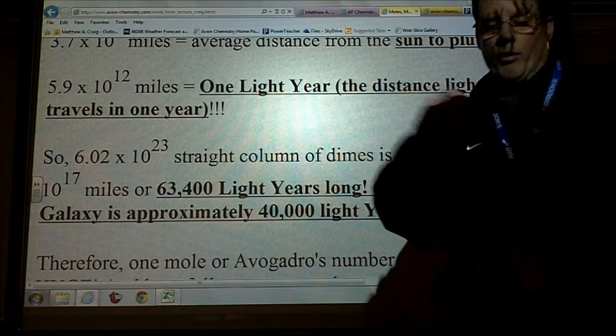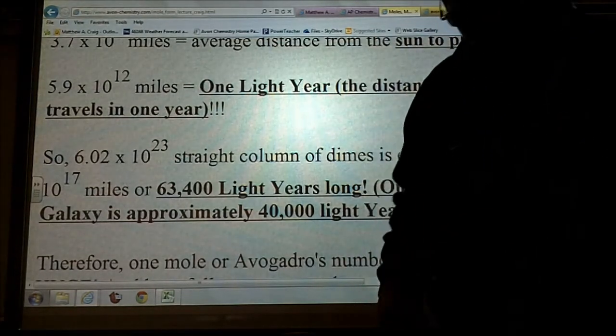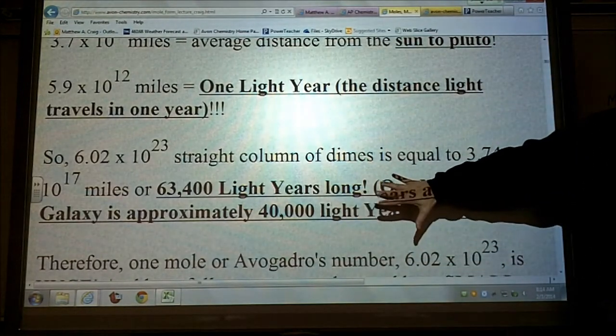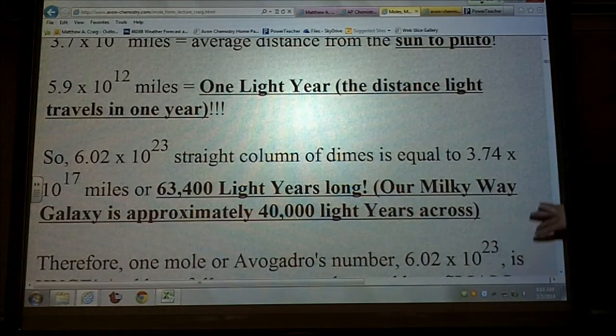6.02 times 10 to the 23 of these dimes stacked up. Pretty long. Okay, and again, I can't visualize this. I don't know really how far that is. I just know it's a long distance.